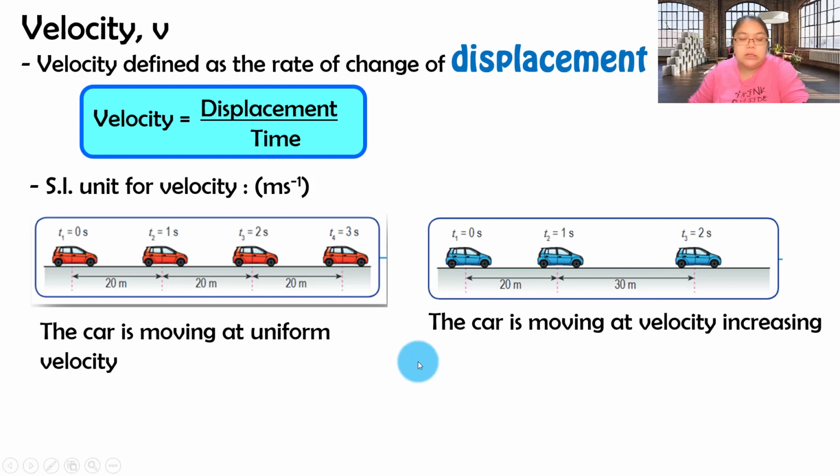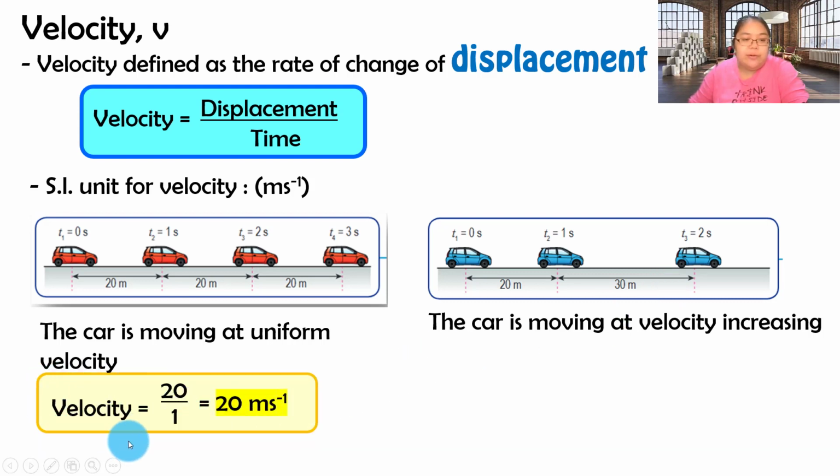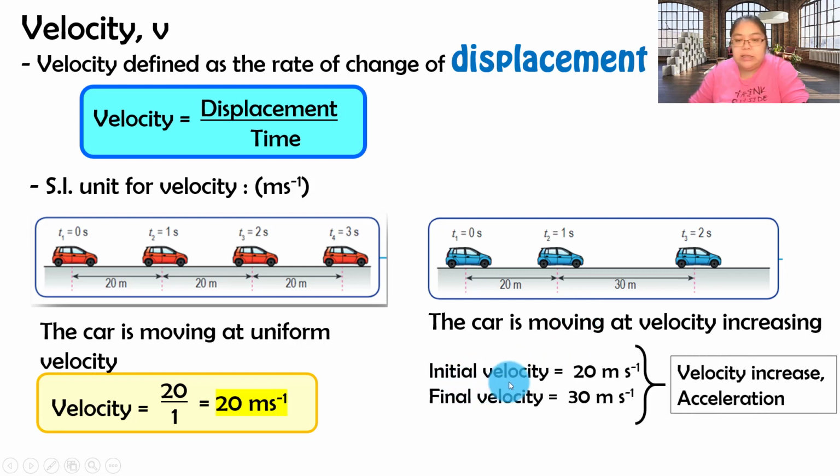They become faster. Okay, so from here, if I want to count the velocity, it's 20 over 1 second, so it's 20 m s^-1. If I want to count the velocity here, we need to count the first part and the second part because your distance changes. So from here, initial velocity is 20. Final velocity is 30. So from here, we say the velocity is increasing. Keep increasing, you can also say accelerate.